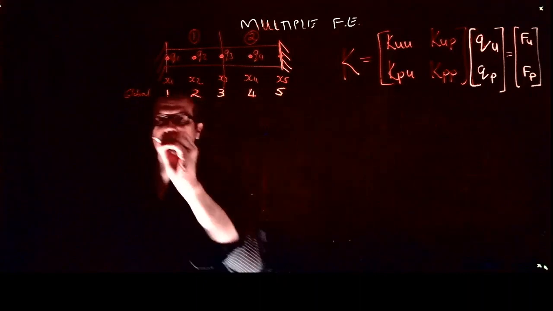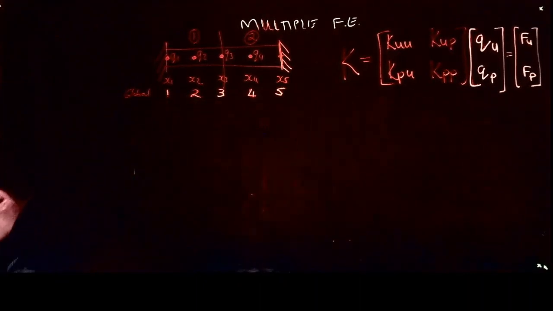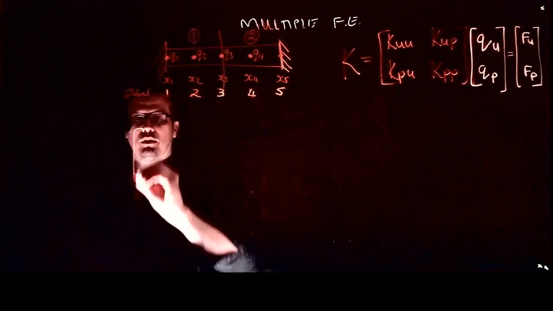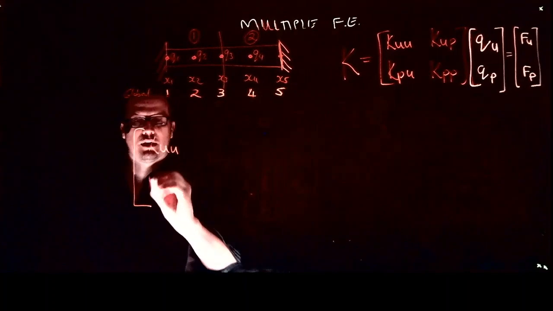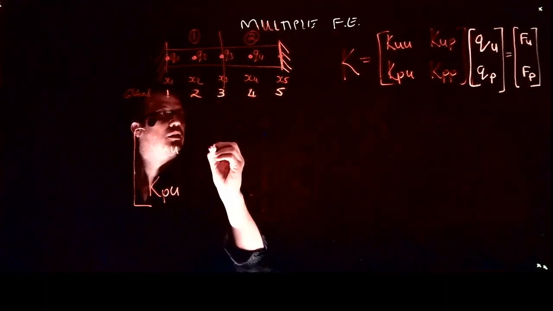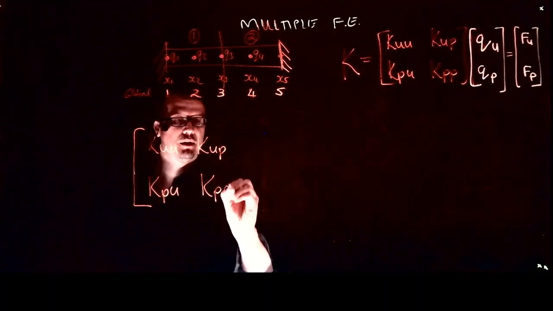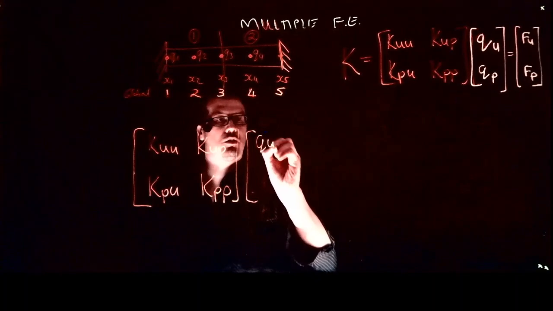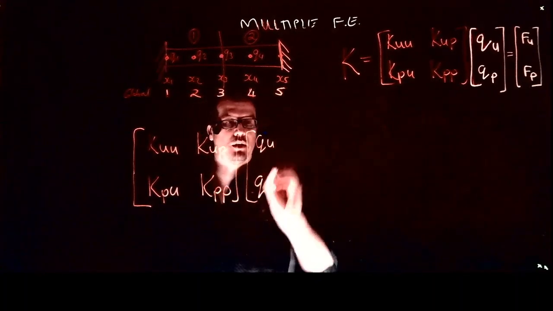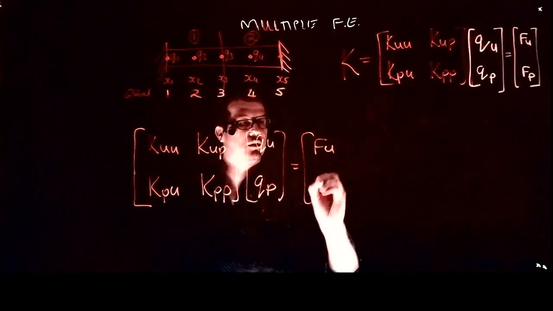So I'm going to write the system down here again. Just copy it over. Maybe let's go back for this red one. I'm going to copy that system over. Say KUU, KPU, KUP, KPP, QU, QP.